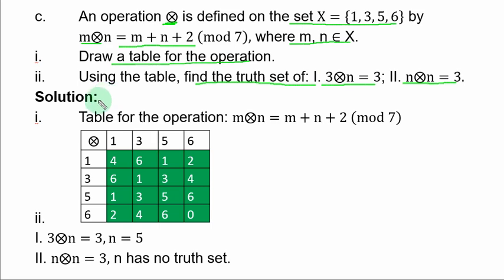Solution. Figure 1. You have the table for the operation m times n equal to m plus n plus 2 modulo 7.